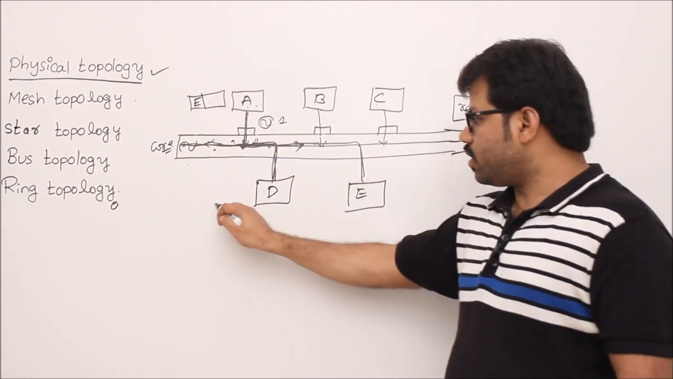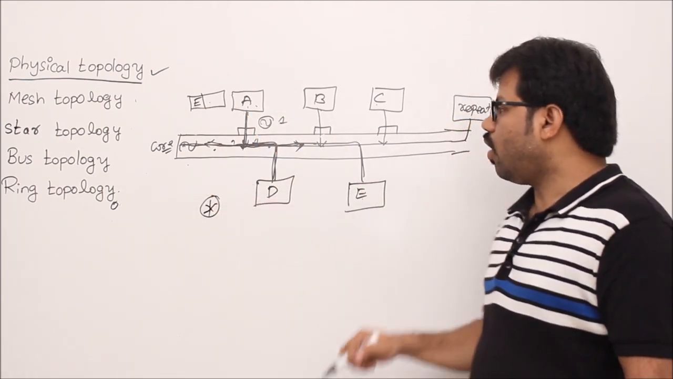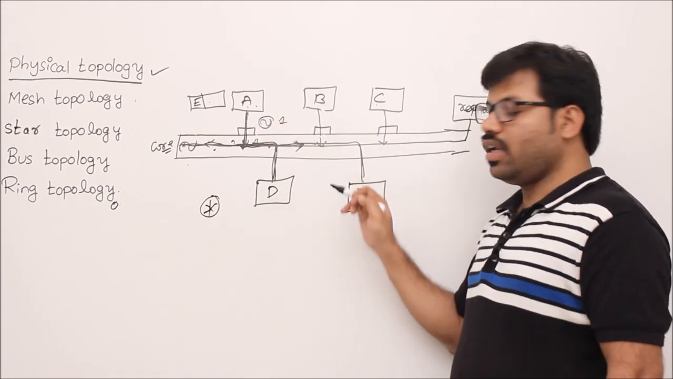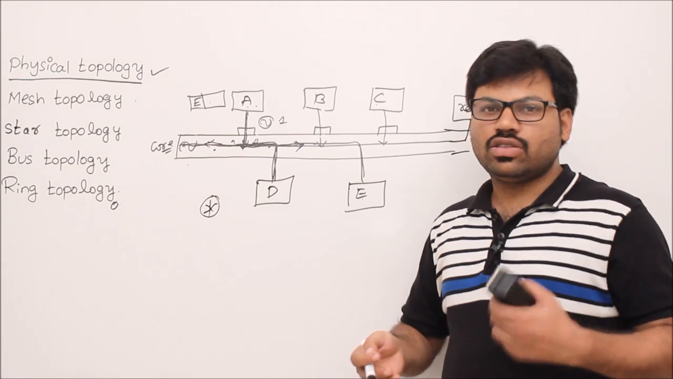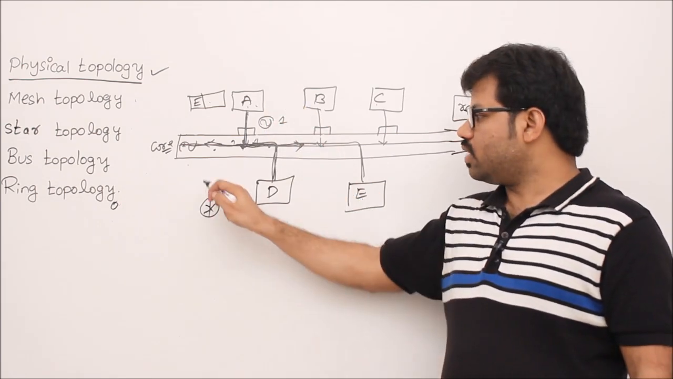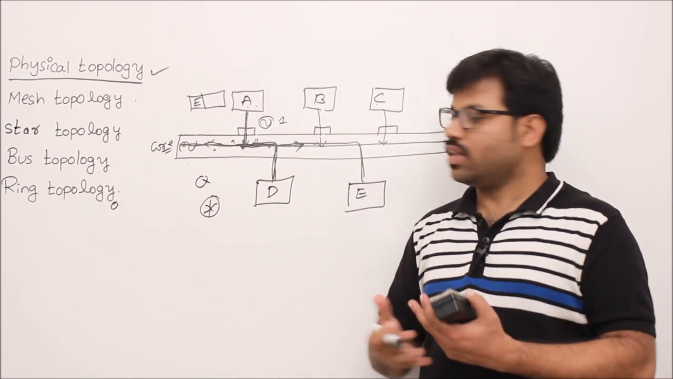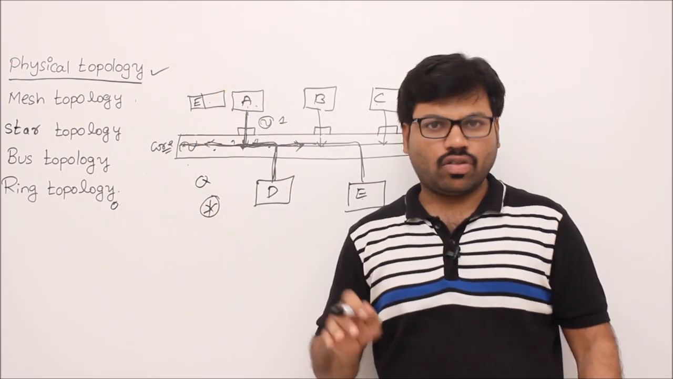Now one important question you might have is, sir, how does A know E? We will see that later. How do A, B, C, D, E know others' addresses so that they can communicate, correct? That is one question we are going to answer later. At this moment we are just understanding physical topologies, only focus on that.